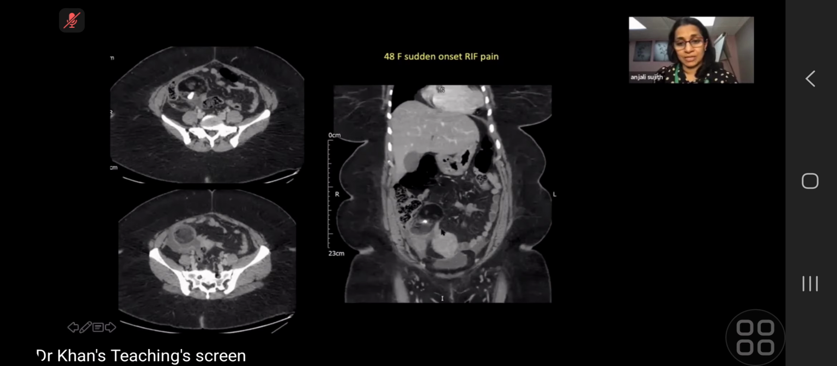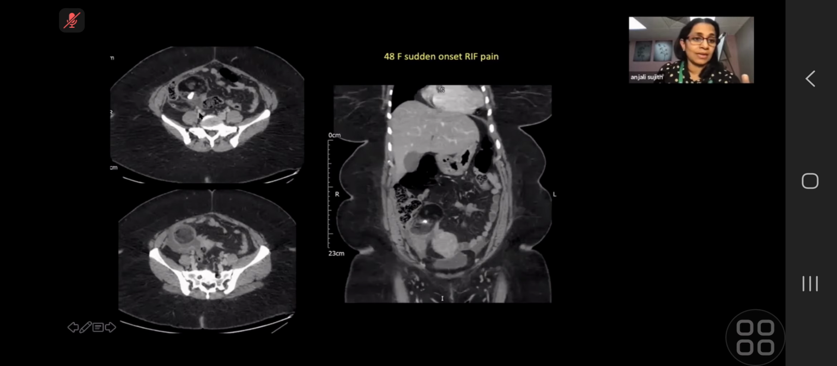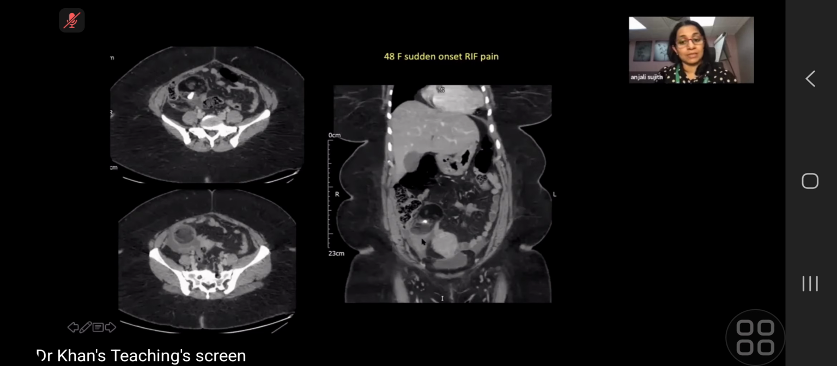Now, the other differentials of right iliac fossa pain will be there in the clinical differential, like appendicitis. So in one of the cross-sectional images, we have a normal looking appendix. So anyway, this was a torsion of dermoid cyst or adnexal torsion. This has been asked repeatedly, so it's important to be familiar with this appearance. Okay, good.